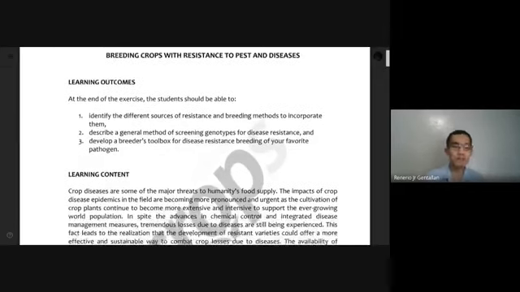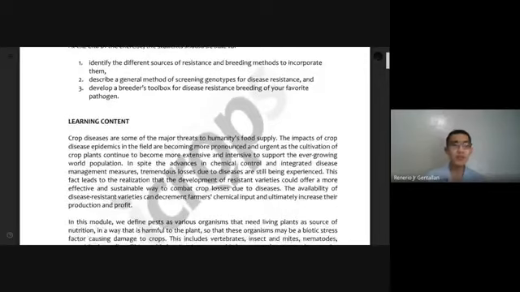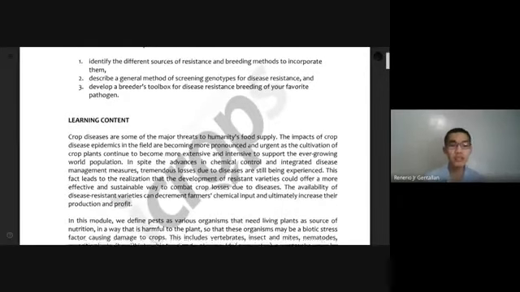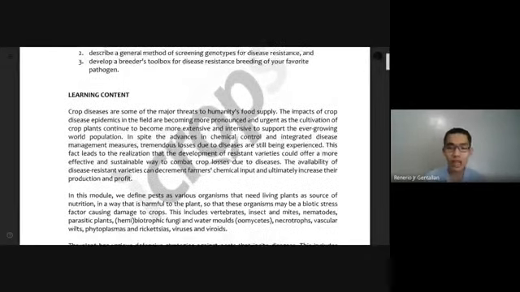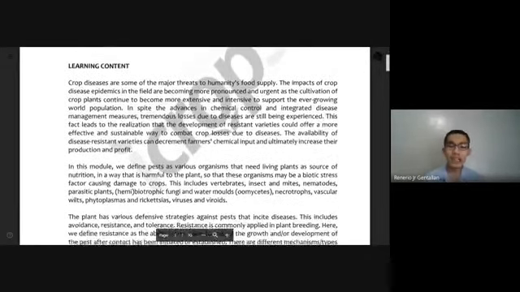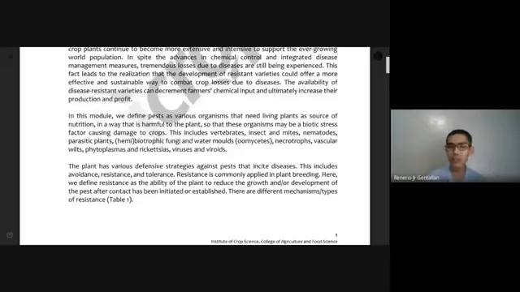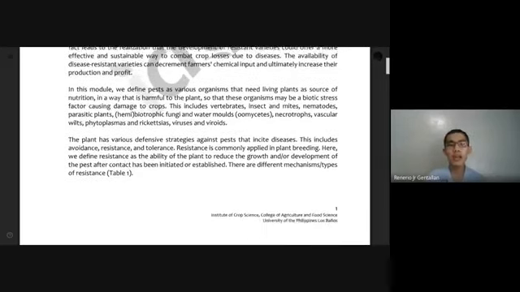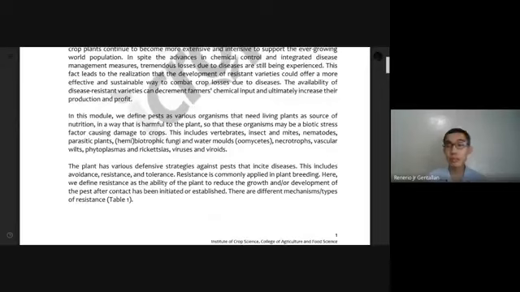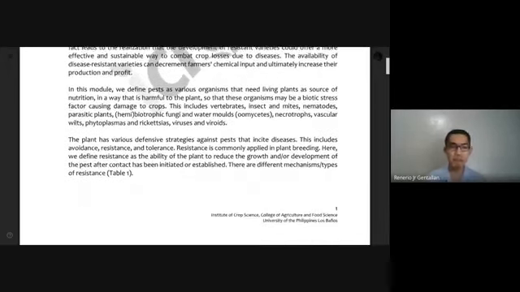Okay, so the learning content is quite easy. First we discuss the importance of crop diseases in the first paragraph, and then in the second paragraph the different types of organisms that incite diseases, biotic stresses, which could be vertebrate pests, and even as small as viroids, but could also be in between, like phytoplasmas, vascular wilts, and even parasitic plants.